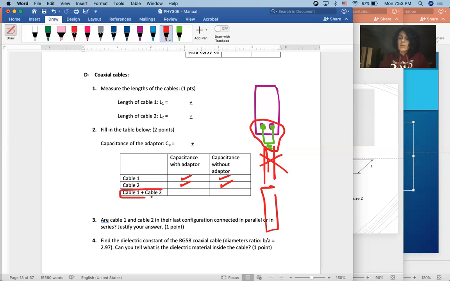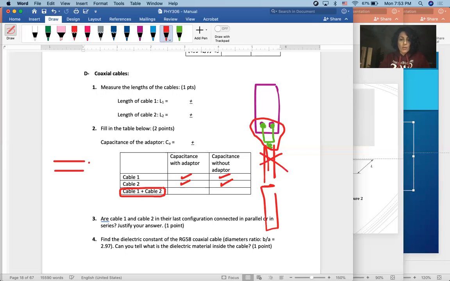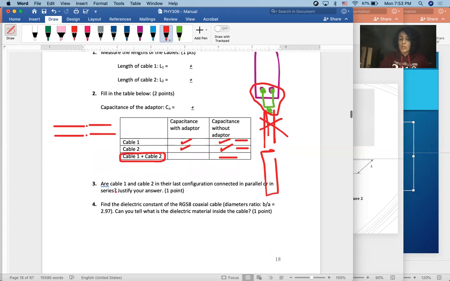The question is, are they connected in series or in parallel? If I have a coaxial cable and I connect to it another cable, connection to connection, do you think this is a series or a parallel connection? The best way to tell is to compare C equivalent to C1 and C2. If it's the sum, they're in parallel. If the inverse of C equivalent is equal to the sum of the inverses, they are in series. So this is what you're supposed to say: are cable 1 and cable 2 in their last configuration connected in parallel or in series? Justify your answer, definitely using your data.